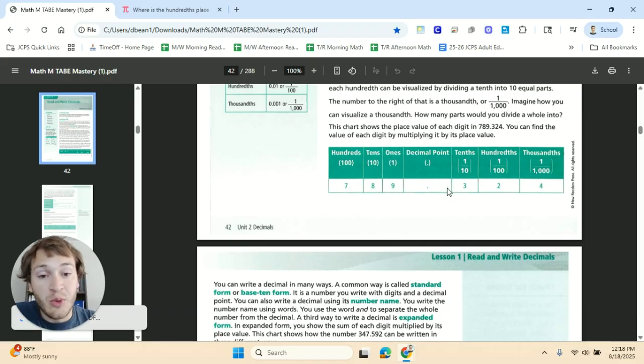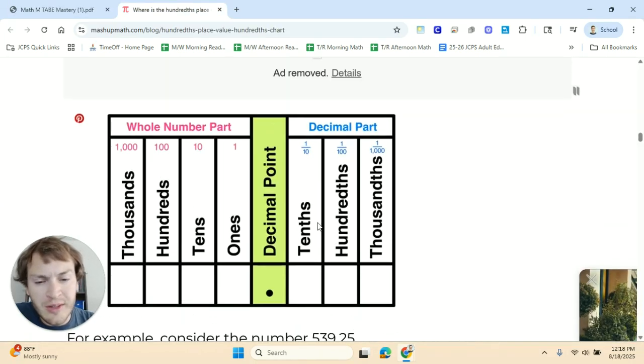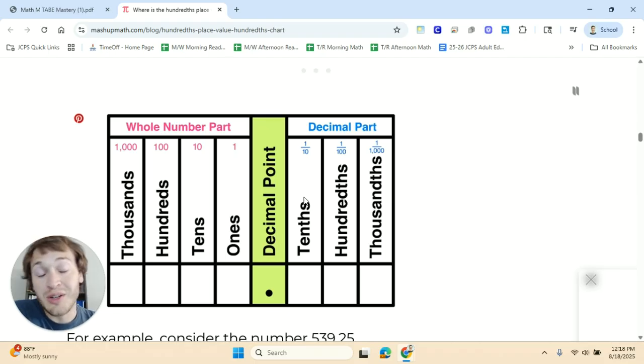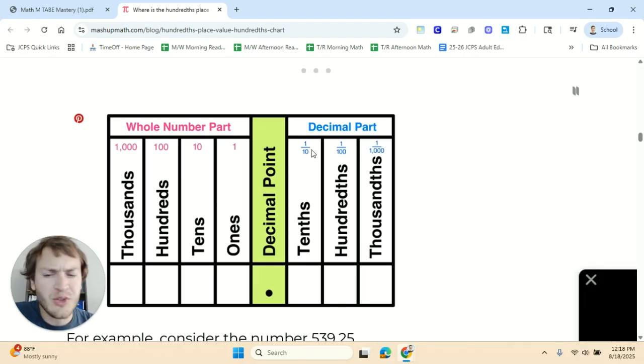The same is true for decimal place values. Each one has a name and each one has a corresponding value, right? So the first place value to the right of the decimal point is called our tenths. And whatever's in the tenths is really a number times 1/10. I'll show you what I mean in a second.